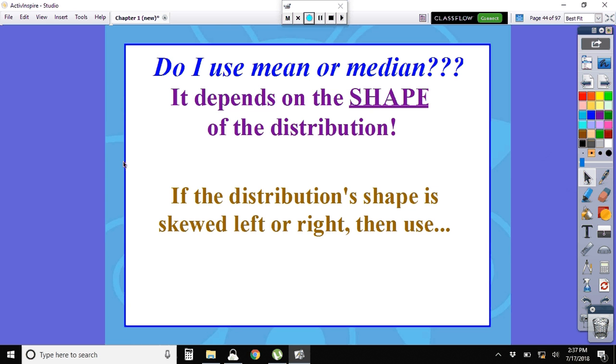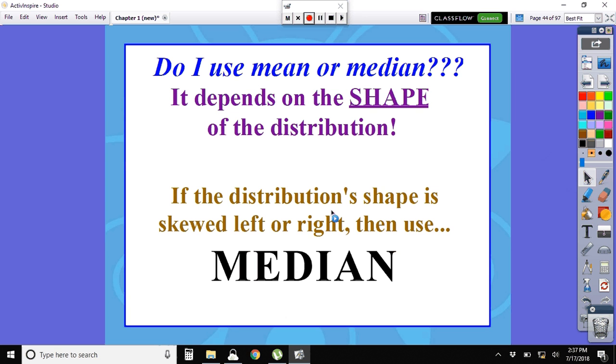And so if the distribution's shape is skewed, if it's skewed left or right, doesn't matter which direction, then we would recommend using the median. Use the median for your measure of center. Is it wrong to use the mean in a skewed distribution? I mean, could you? You could, but I'm going to show you the downfall of using the mean in a skewed distribution soon. So just know if it is skewed left or right, then the median is the better choice to describe the distribution's center.